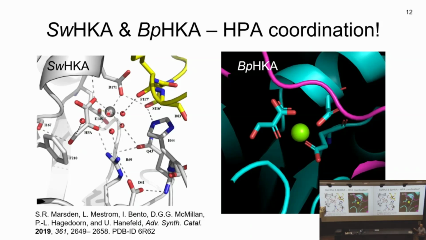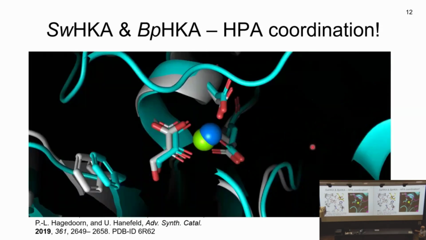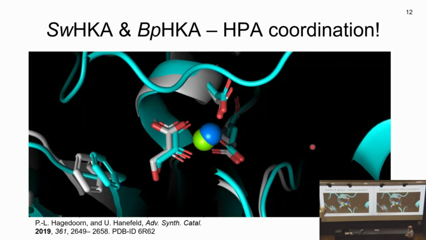And for the other enzyme, we also crystallized that, and you see exactly the same situation. Metal here, divalent, bidentate ligand, and one acidic residue, second acidic residue. And if you overlay the X-ray structures, you can see that in essence, it's the same in both enzymes.